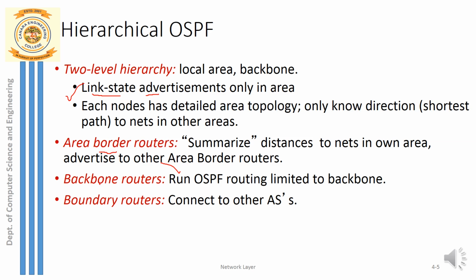Backbone routers are the ones inside the backbone area. Again its policy is to run the OSPF routing protocol wherein the shortest path is calculated, but all these routers are functioning inside the backbone. Finally, the boundary router is the one which will connect to the other organization. You can say from one system, one organization, to the other organization.